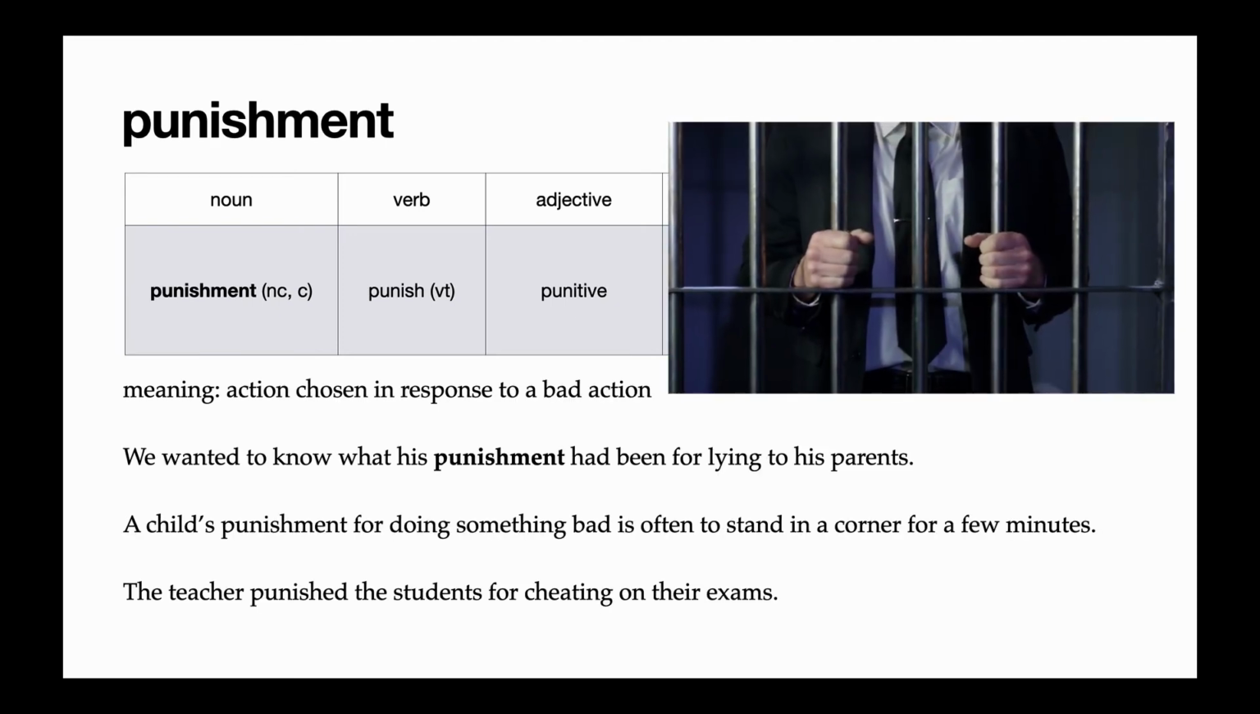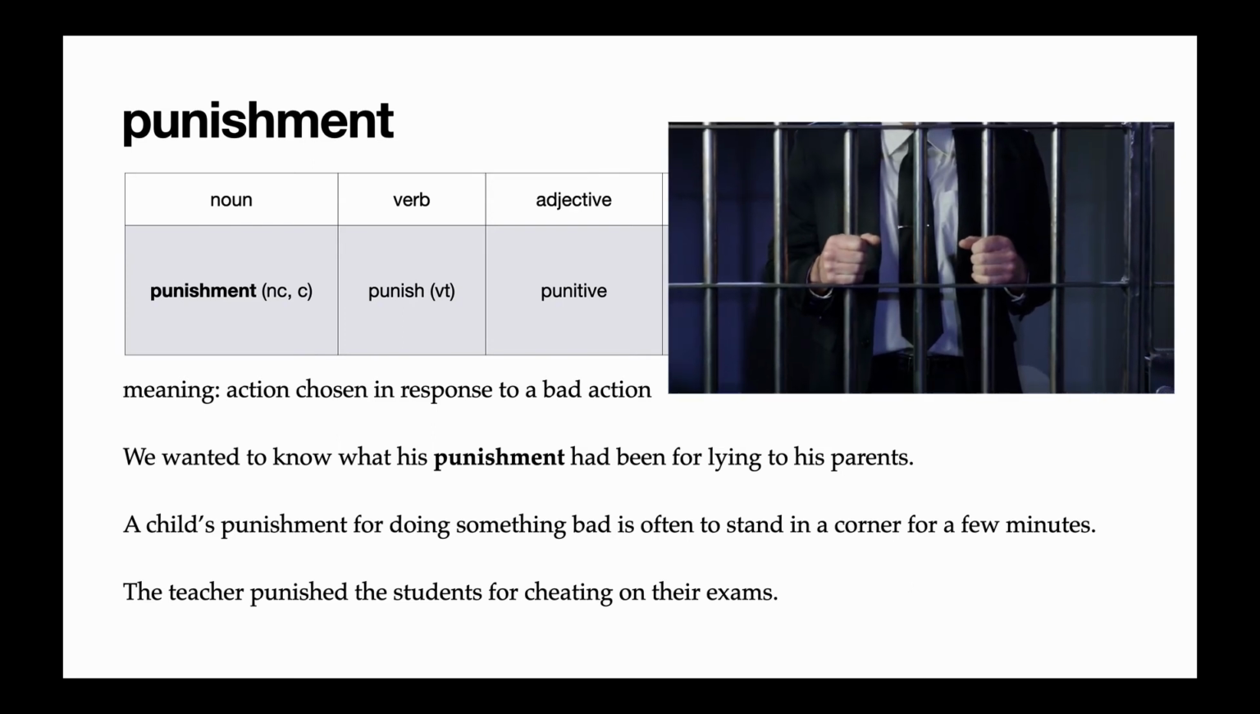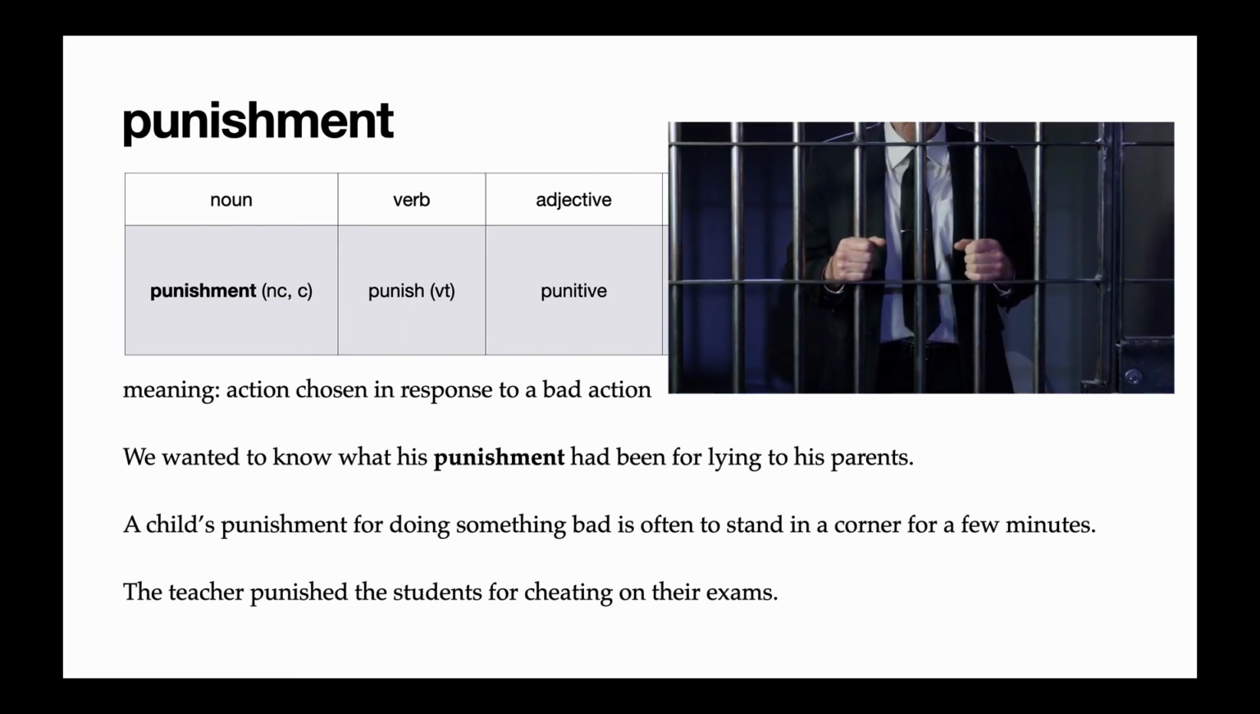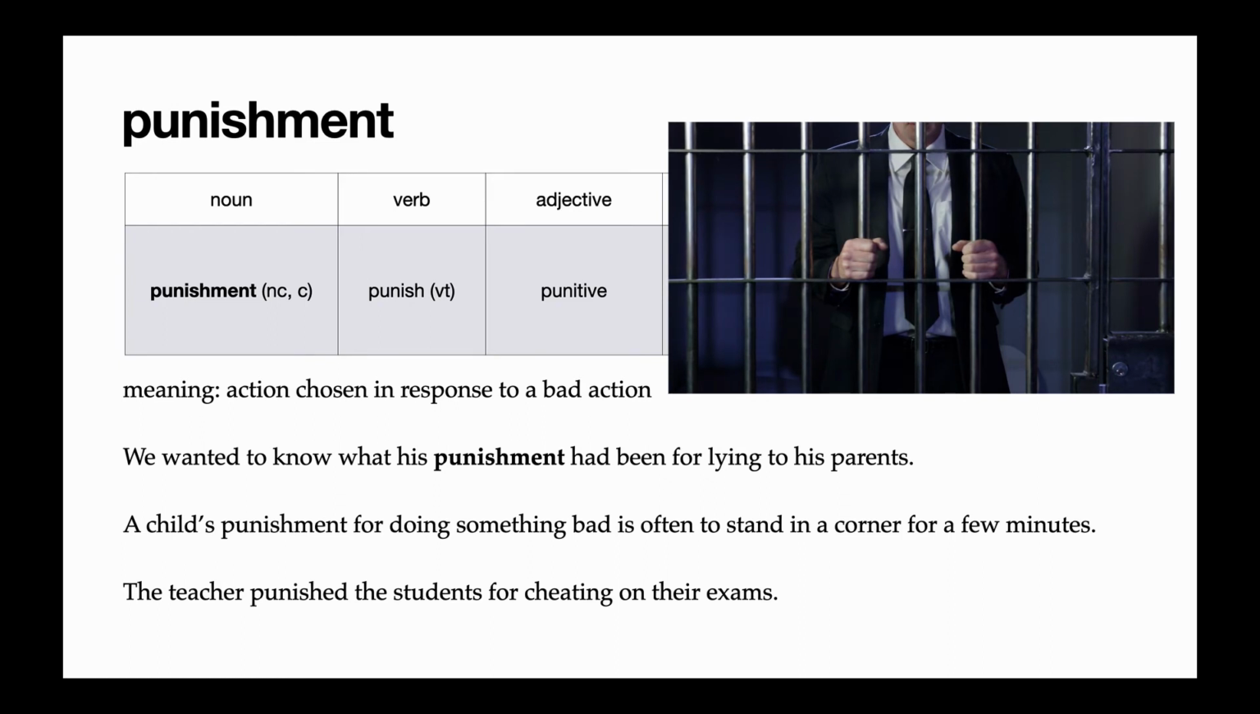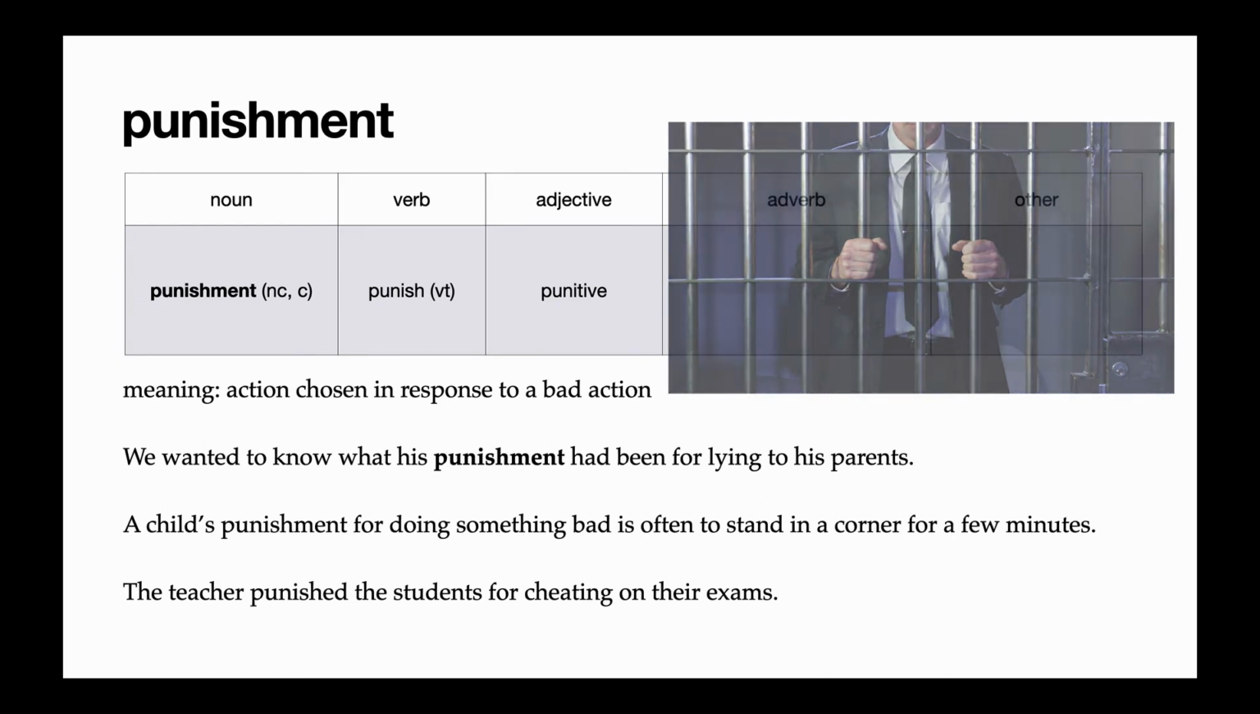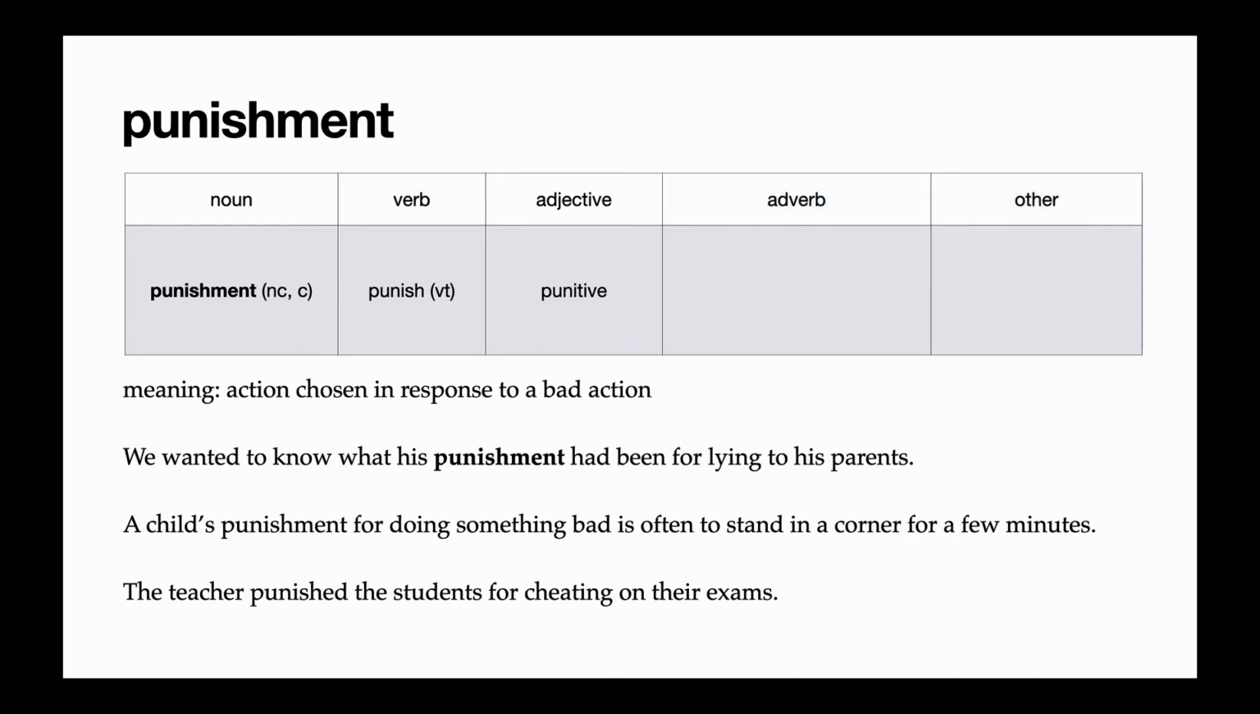Punishment is our next word. Punishment is a noun. We can see from this suffix -ment that it's a noun, and here it can be noun count or countable. The verb form is punish, and there's an adjective form, punitive, which is describing something that is designed to punish you. So for example, if you go to court and they tell you you will have to pay a punitive fine, that means they're using money to punish you.